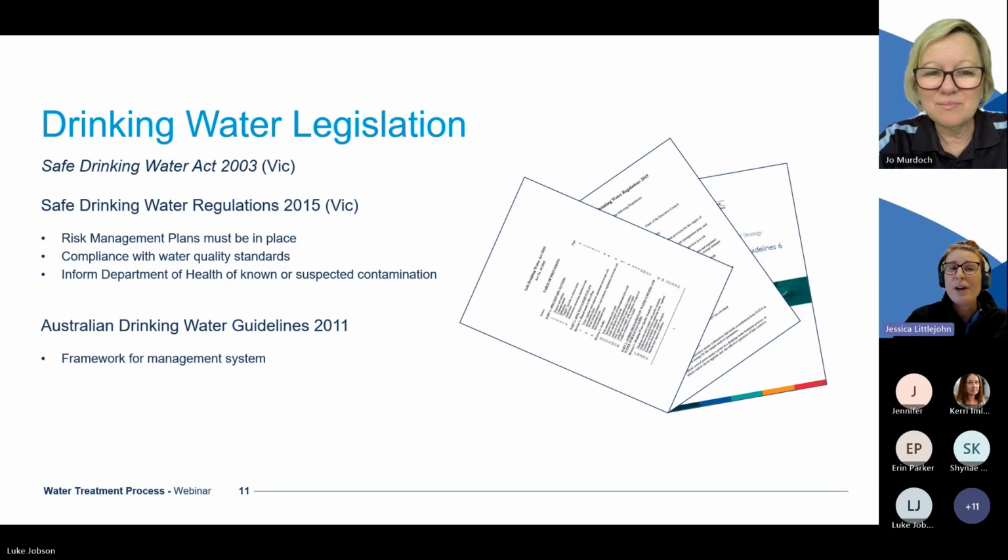There's also some rules around informing and involving the Department of Health if we have known or suspected contamination. We also operate under the Australian Drinking Water Guidelines. You might have heard these referred to as the ADWG, which use an evidence-based approach and the most recent science to set guideline levels for particular chemicals and contaminants in the water that we supply.